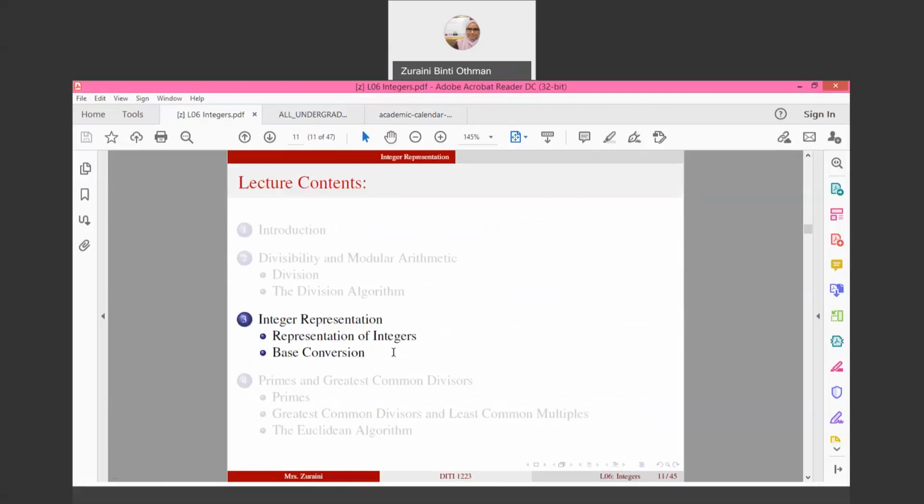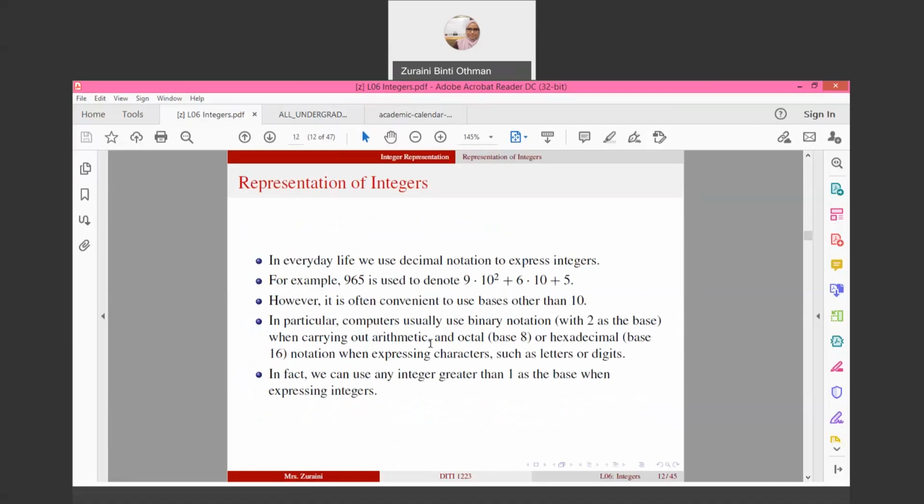Okay, base conversion. In everyday life, we use decimal notation to express integer. For example, 965 is used to denote this kind of number. Okay, sebab 5, 6 kali 10 ni 10 punya tempat kan. 9 times 10 power of 2 is 900. Maksudnya 900 which is tempat kepada ratus kat situ kan.